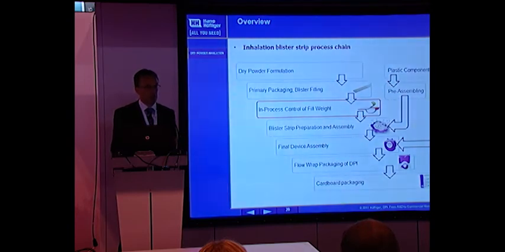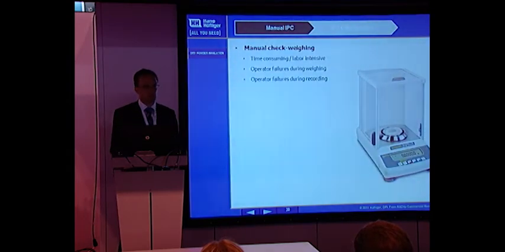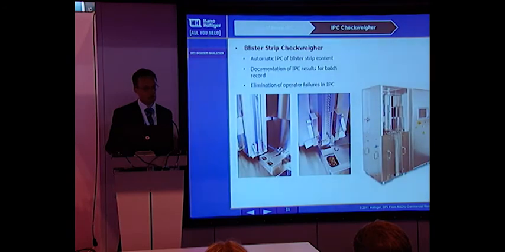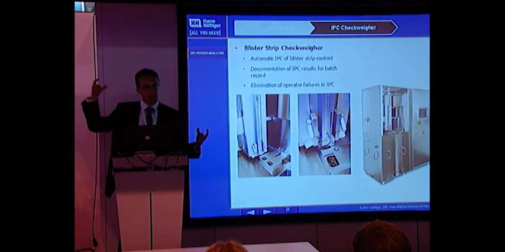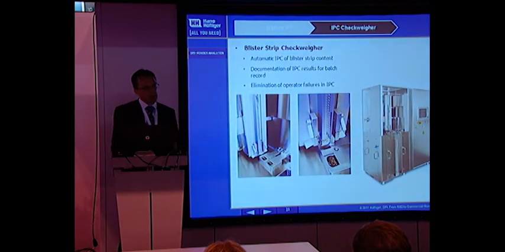The next step would be your in-process control, how to verify the powder which has been dosed into the cavity. Of course, the simplest way would be just shake the powder out of the cavity and make a tare and gross weigh check weighing. This is very time consuming, and you may have a lot of operator failures in here. So Harro Höfliger developed a kind of an automated in-process control system where you take a filled blister strip and place it into the machinery, and now the machine will do an automatic check weighing of every individual dose in every pocket of the blister strip.